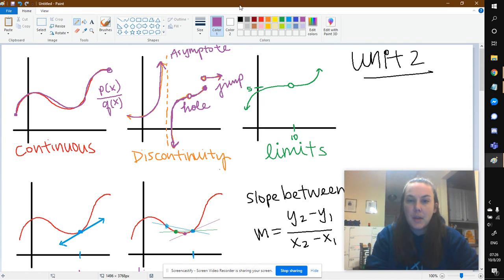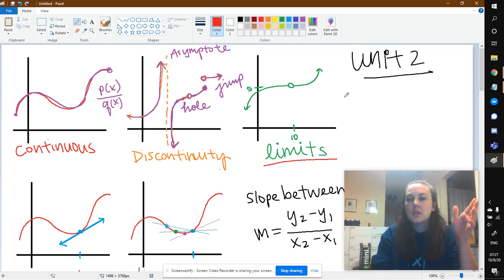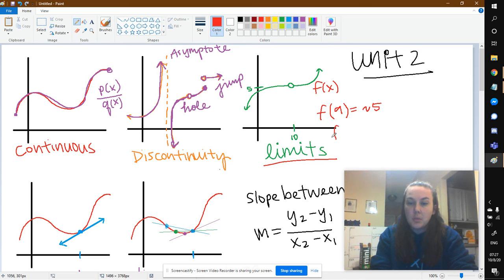The next big idea of calculus is a limit, and I say big idea, I'm underselling it. This is like the bedrock of all of calculus. A limit is how we describe, if I wanted to say, this is f of x, this function does not exist at x equals 10. If you plug in x equals 9, you'll get something around 5. If you plug in x equals 10, you'll say that it does not exist, because there's a hole.